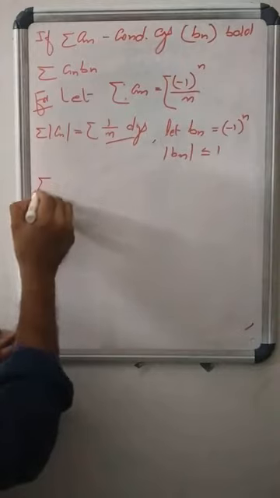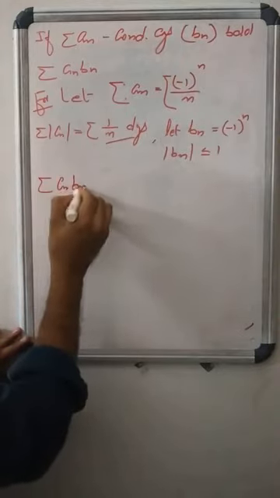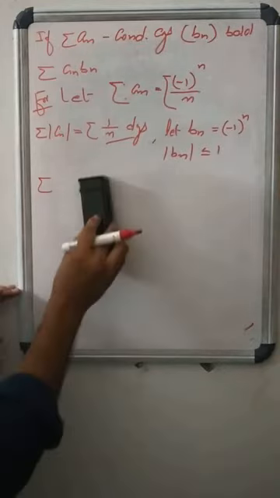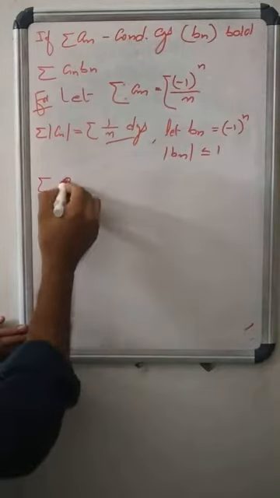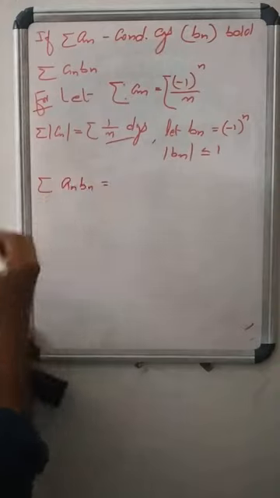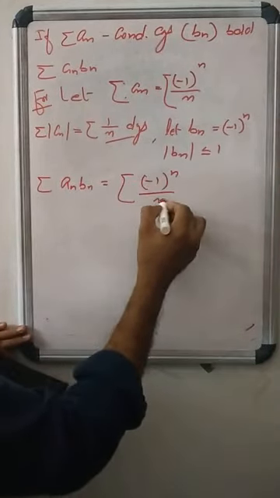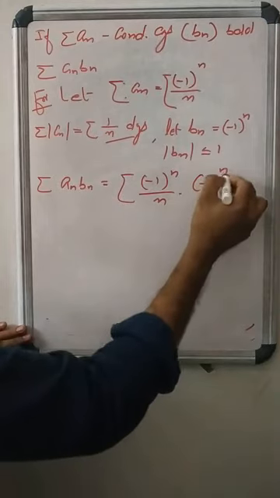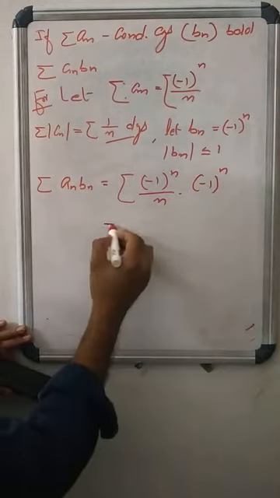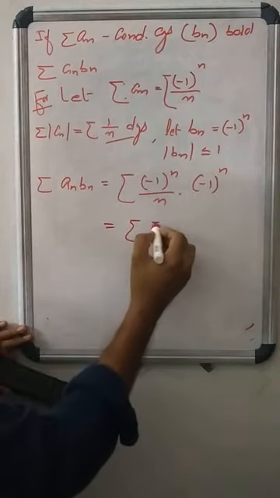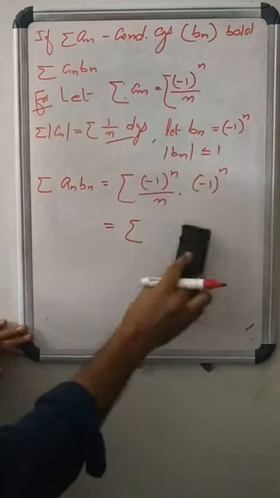What is sigma an bn here? Sigma an bn equals sigma, what is an? Minus 1 power n by n into what is bn? Minus 1 power n. That equals sigma minus 1 power 2n by n, and minus 1 power 2n means 1.